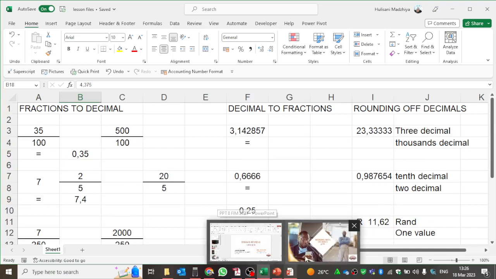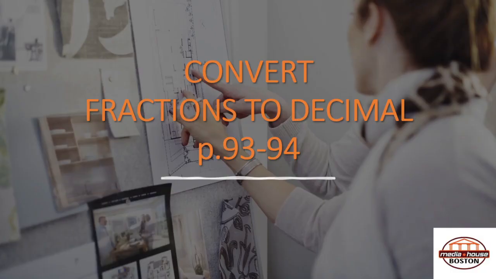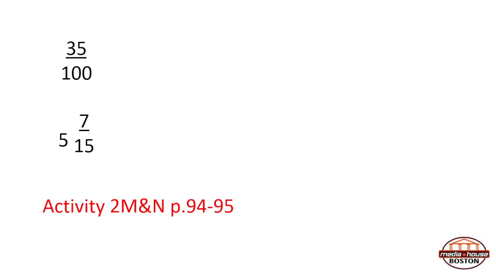So let's take a look at our lesson and see what it continues to say. We already covered converting fractions into decimals. These are the activities that we were busy performing.